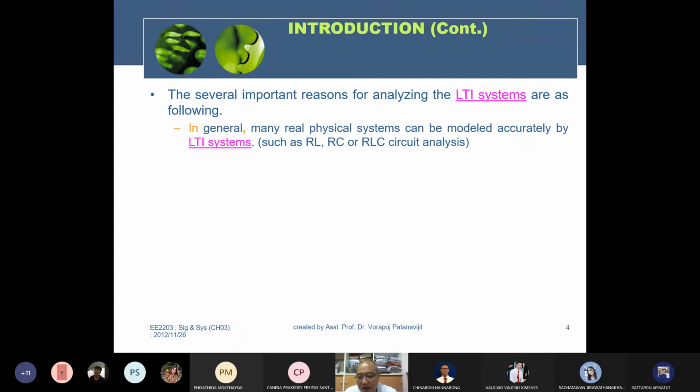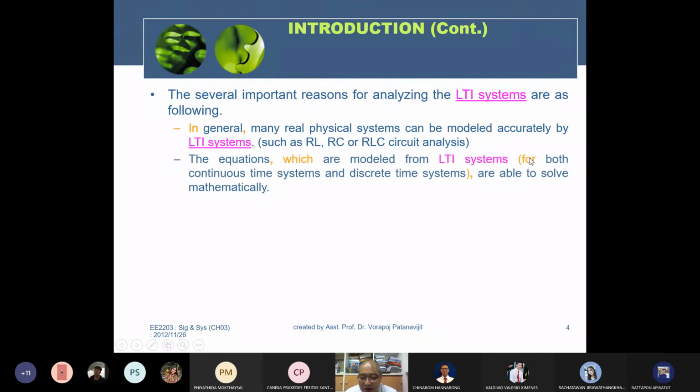In general, many real physical systems can be modeled accurately by the LTI system, such as systems composed of RL, RC, or RLC circuits, or first order, second order, or third order systems, formulated in differential equations. And the equations modeled from the LTI system, for both continuous time and discrete time systems, can be solved mathematically. It means you can solve them considerably easily.